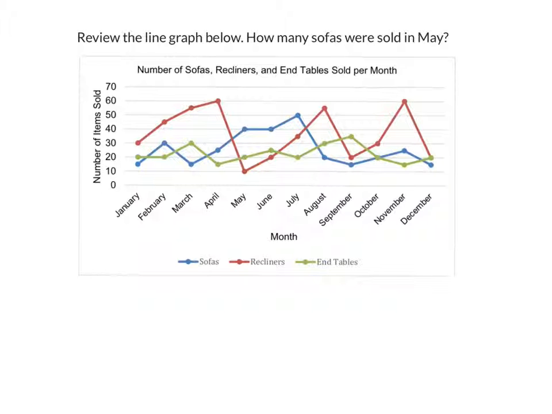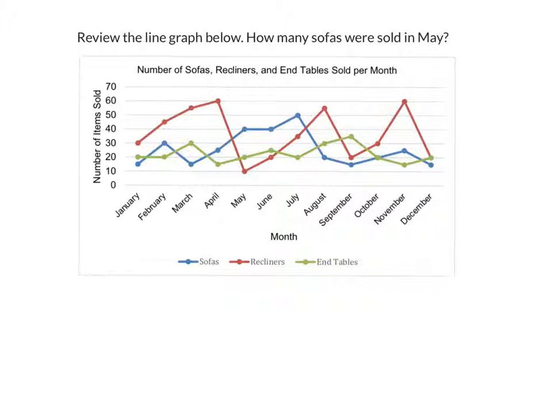Review the line graph below. How many sofas were sold in May? If we look at the horizontal axis, we'll see that the horizontal axis lists the months of the year, and the vertical axis lists the number of items sold for that month. Now this is a comparative line graph because there's 3 different lines within the graph.